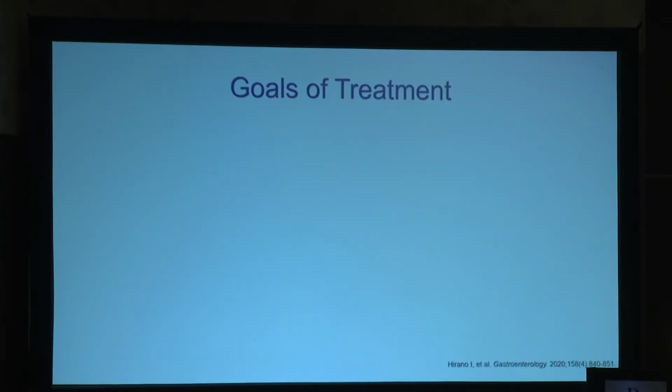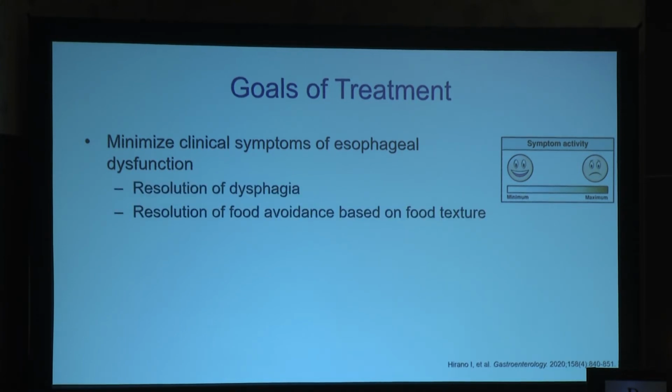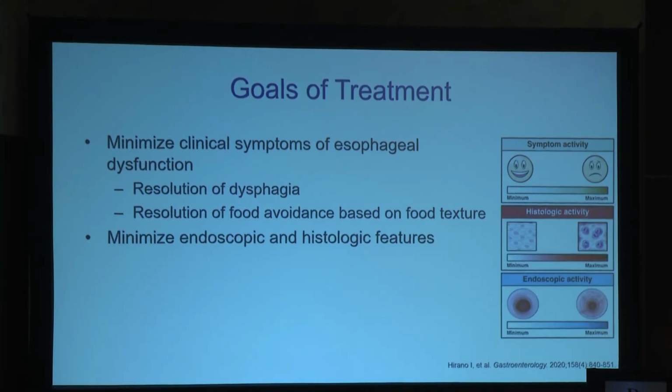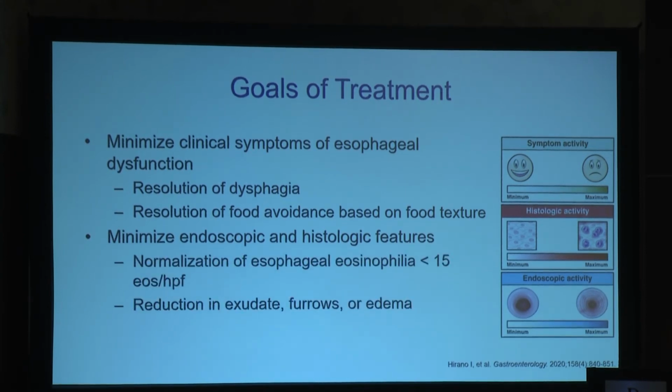And so how do we treat these patients? Of course, like any condition, we have goals of treatment. So the main thing that the patients want is they want us to improve their symptoms. So dysphagia going away, if there's any food avoidance because of issues with eating, swallowing, all of that to improve. But as the doctor, I want to see improvement in the histology, so less than 15 eos, resolution of that basal cell hyperplasia, and also reduction in whatever I saw on the scope, whether it was exudates, furrows, edema, rings. I want to see that getting better to know that the treatment's working.